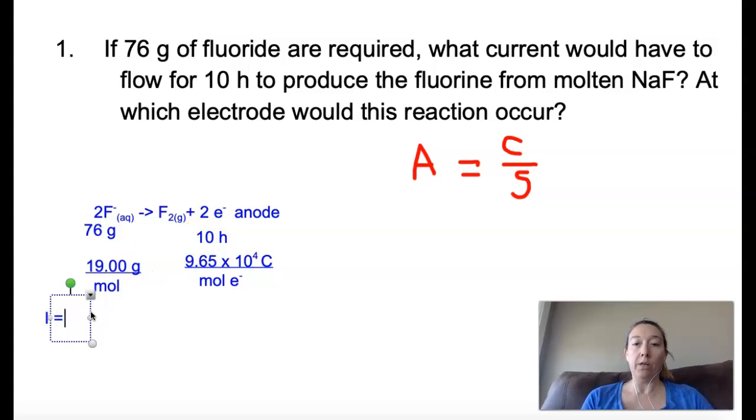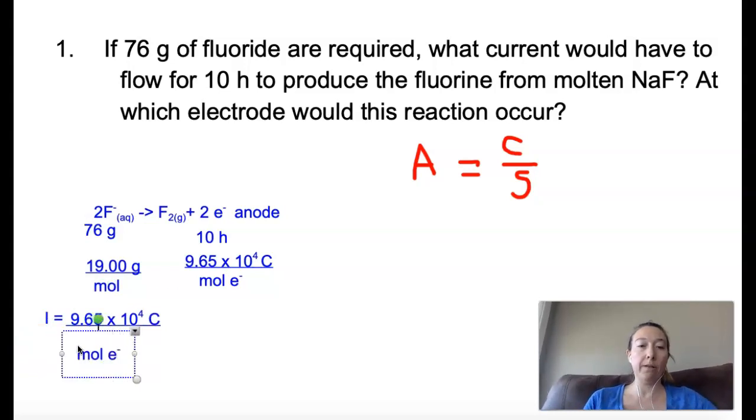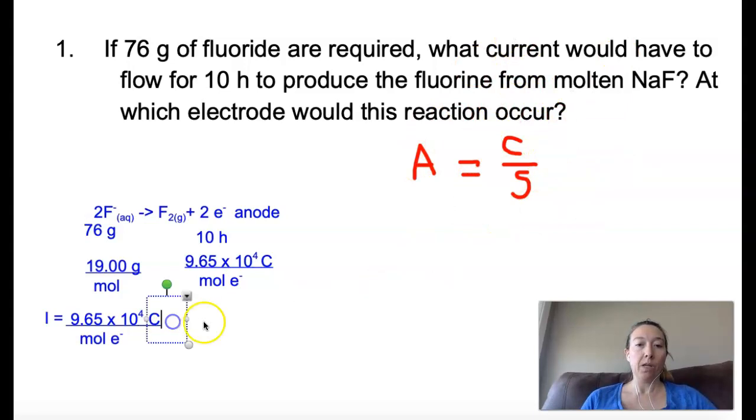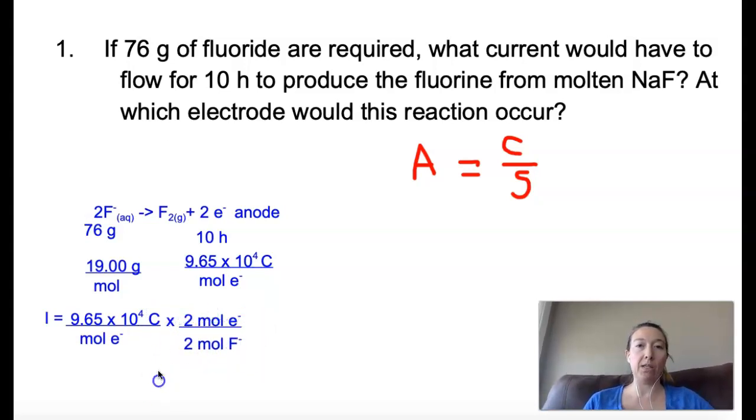I'm going to choose to start by placing the coulombs. So 9.65 times 10 to the 4 coulombs, and that is going to go per mole of electron. I need to get rid of moles of electron because that isn't in the units I'm trying to get. So I am going to times by 2 moles of electrons, because that's what we have in our balanced equation, over 2 moles of those fluoride ions, right? Because that's what I have a mass and molar mass for.